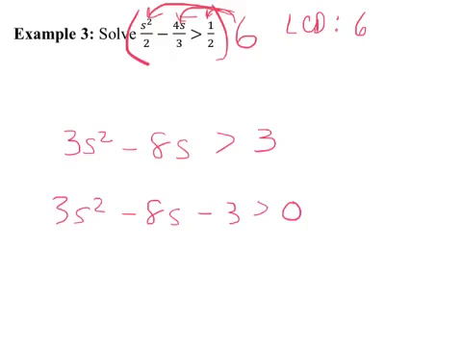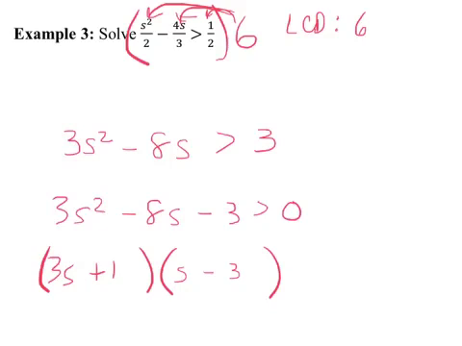So now what do we do? Remember, what do you do at this point? Who wants to step us through it? Factor, very good. It's clearly going to be 3s and s, and it's clearly going to be 3 and 1. Everybody see that? The only thing that can work is 3 and 1 there. Well, what is it? 3s plus 1 times s minus 3.